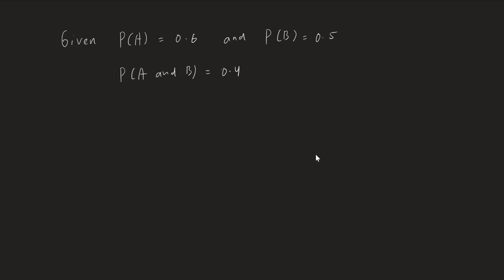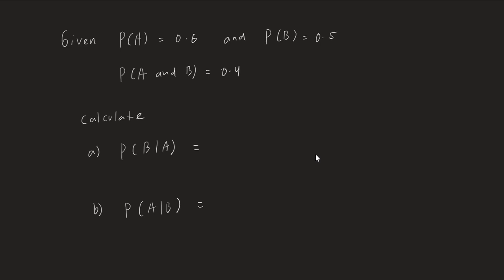So then that's 0.6 times 0.5. Okay. 0.4. Why 0.4? That is the given condition. Oh, okay. You just gave me numbers. Okay.